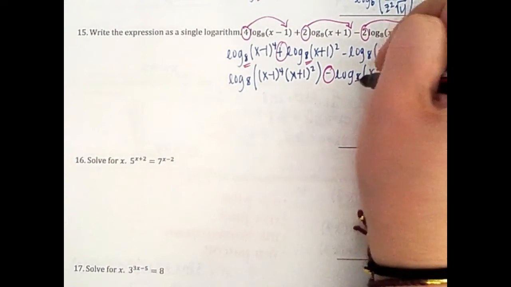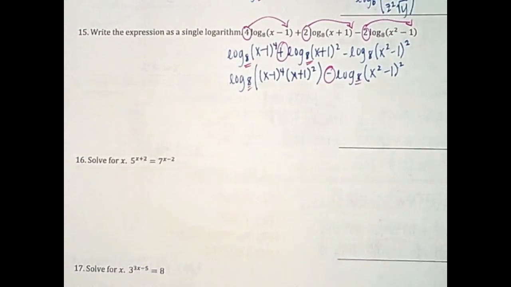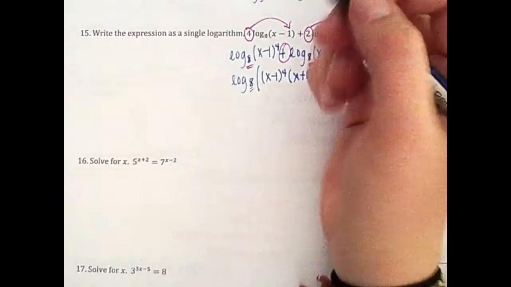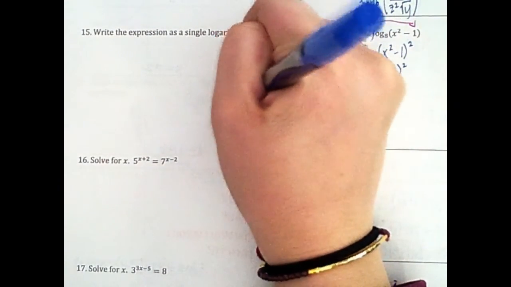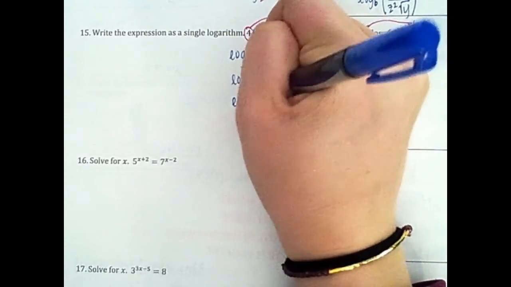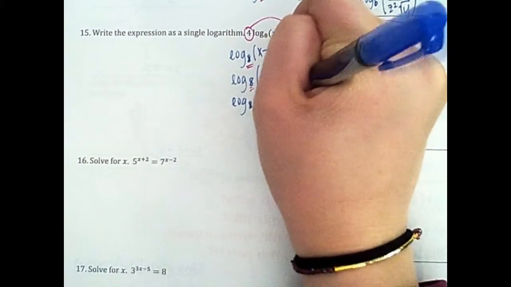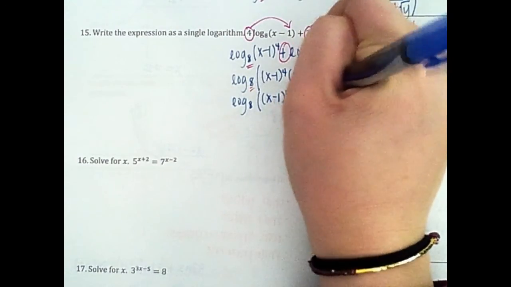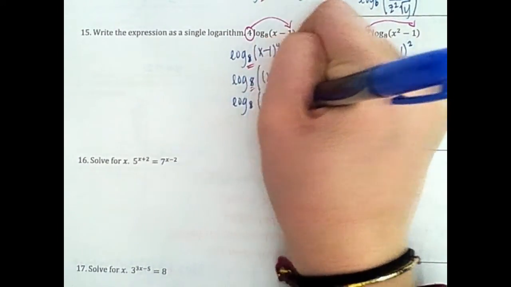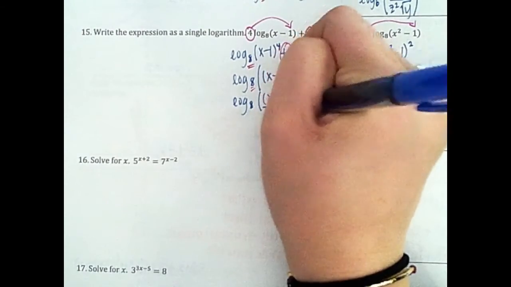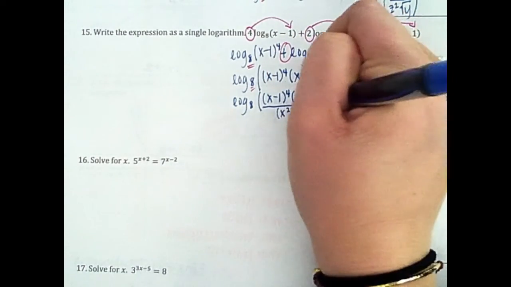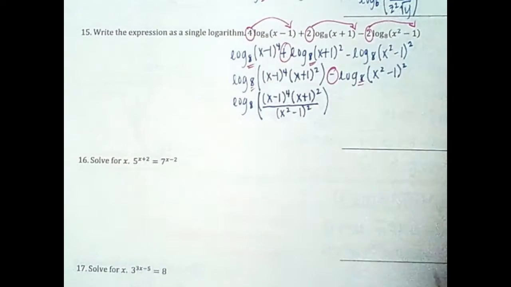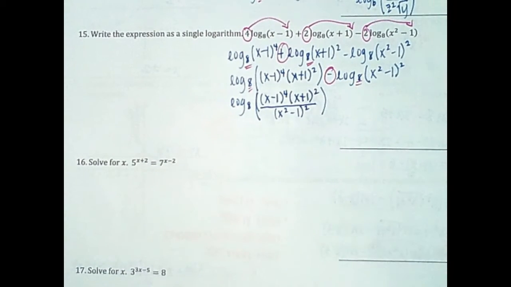by division. So same base, we're subtracting, so we're going to simplify it by dividing. So it would be log base 8 of (x minus 1)^4 times (x plus 1)^2 all over (x squared minus 1)^2. Okay, so at this point, this is as condensed as we can go. However, there is a lot of simplifying we can do here.